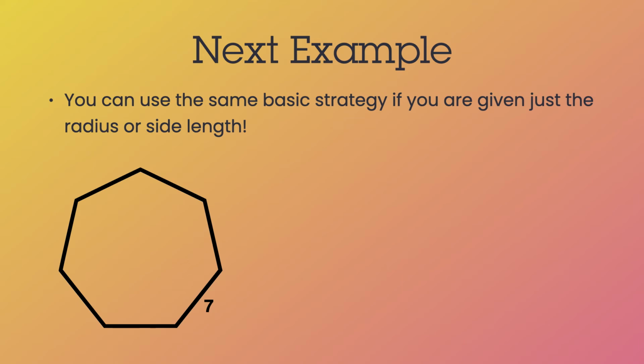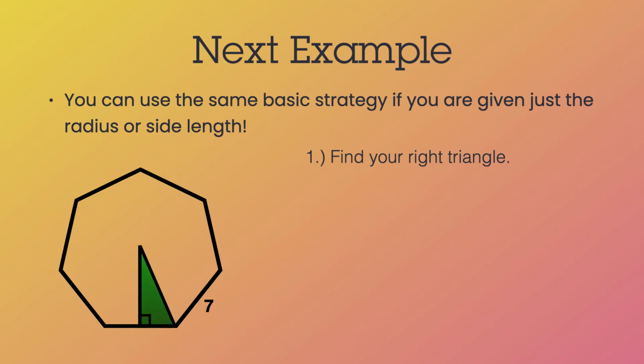Our heptagon looks very blank right now. There's nothing in the middle. But our basic strategy will be the same. So the first step is going to be to find your right triangle. In this case, we're going to need to draw in the apothem and the radius, but then, ta-da, there's our right triangle.